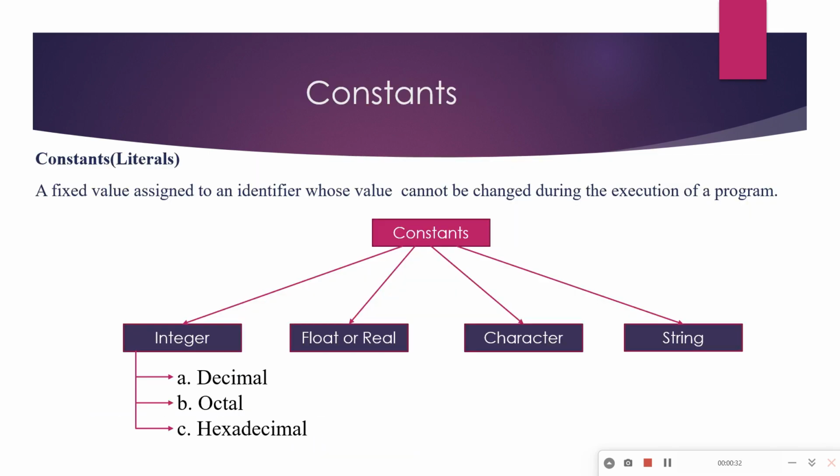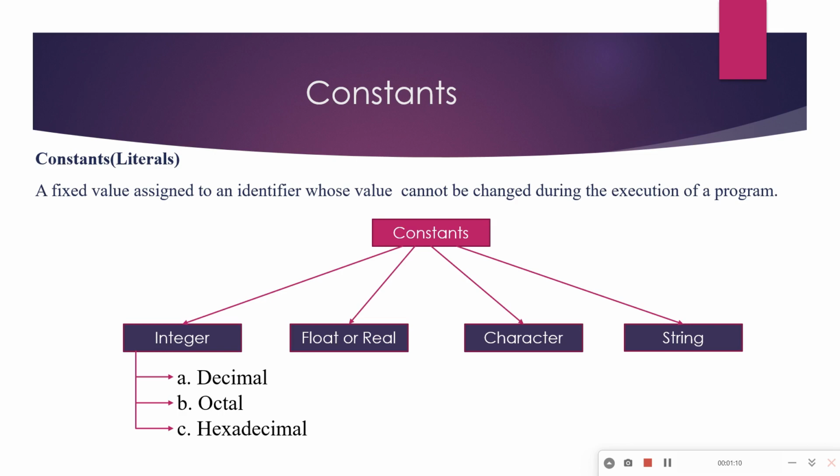Yes. Constants. So what is a constant? The data value which cannot be changed during the execution of a program. So we have a fixed value assigned to an identifier. I already explained what an identifier is. Check my previous video about identifiers. Identifiers are the names given to a variable, array, or function, to identify them. So a fixed value assigned to an identifier, which cannot be changed during the execution of a program, we call it a constant.